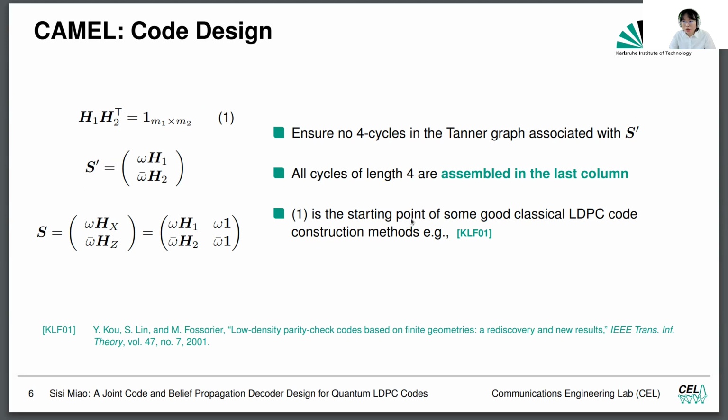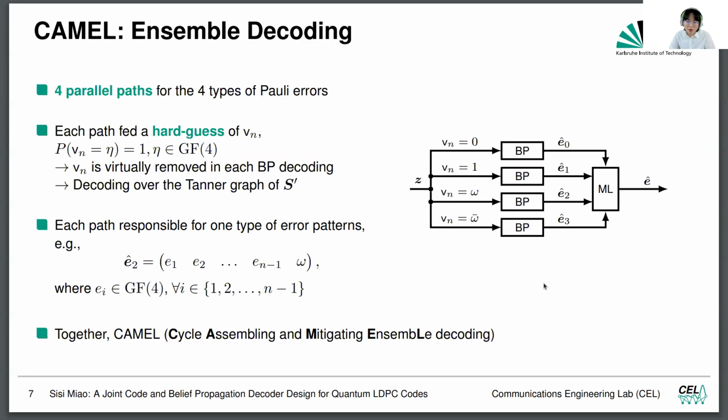Okay, and then we also realized that this is the starting point of some good classical LDPC code construction methods. For example, this one, where they use finite geometry, because if we start with a parity check matrix with no 4-cycles, then it can be used as a good starting point. You can later modify this parity check matrix to get good LDPC codes. So there are many different constructions in the literature of classical LDPC codes which give us this matrix. I will not go into detail on how we construct finite geometry codes, but I will give you some results later. Next we want to look at the decoding part of Camel, which is ensemble decoding.